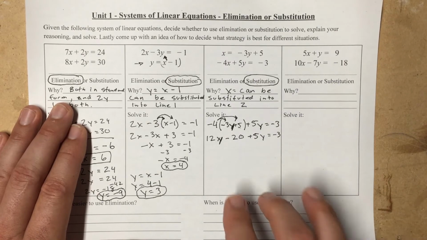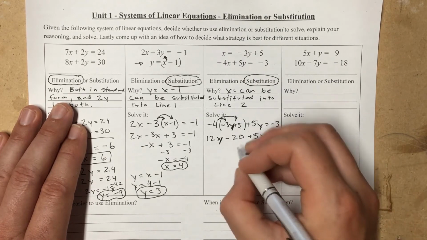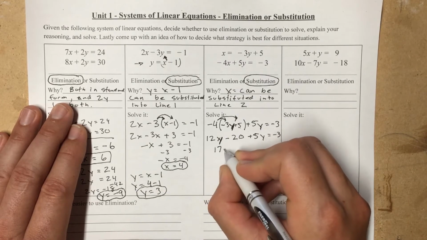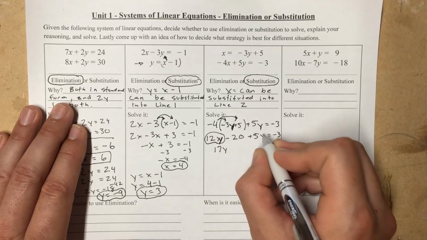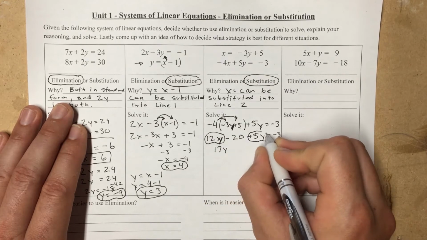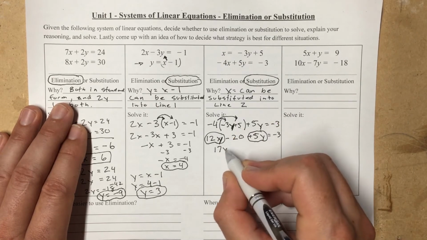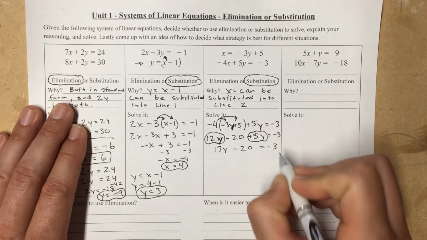We need to combine our like terms here. So 12y plus 5y is 17y, right? I'm going to circle our like terms in this situation. There's combining those. All right. And I'll do the next on the next step. So 17y minus 20 equals negative 3.